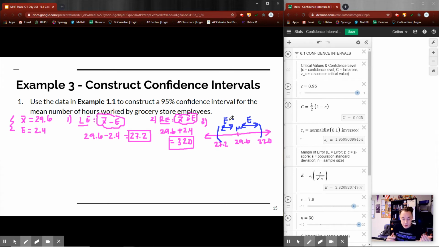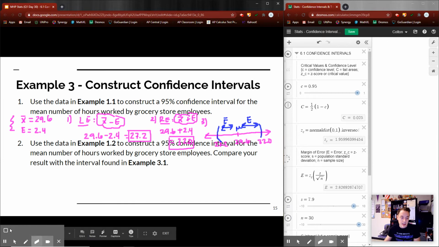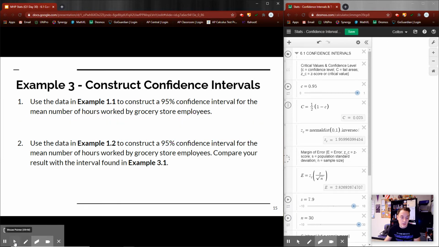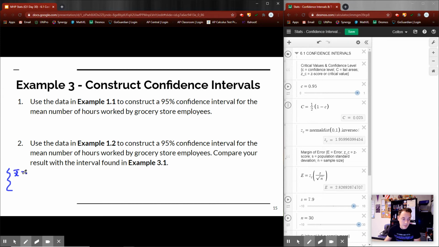All right? So let's go through one more example, and then we'll construct that one by hand, and then the rest will be just straight up using Desmos. So let's erase this. Let's see if you can solve this one by yourself. Use the data from example 1.2. Before you do that, let's list them out. What was your x bar? And then what was your margin of error?